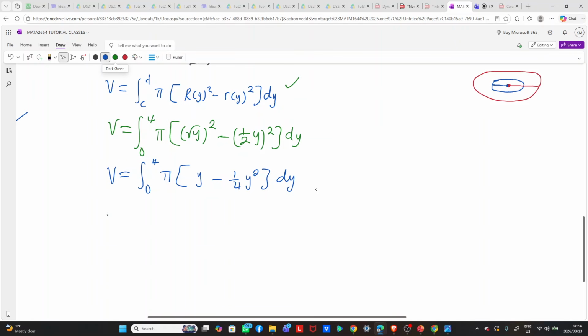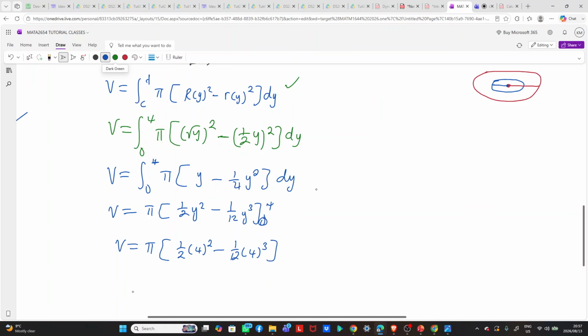Can we integrate that? If we integrate, we'll get pi into the integral of y, which is 1 over 2 y squared. And the integral of y squared will be 1 over 3. You multiply it with 1 over 4, you get minus 1 over 12 y to the power 3. And you evaluate this from 0 to 4. Then the volume will be pi into 1 over 2 times 4 raised to the power 2 minus 1 over 12 times 4 raised to the power 3. And if you plug in 0, everything will be 0 right there.